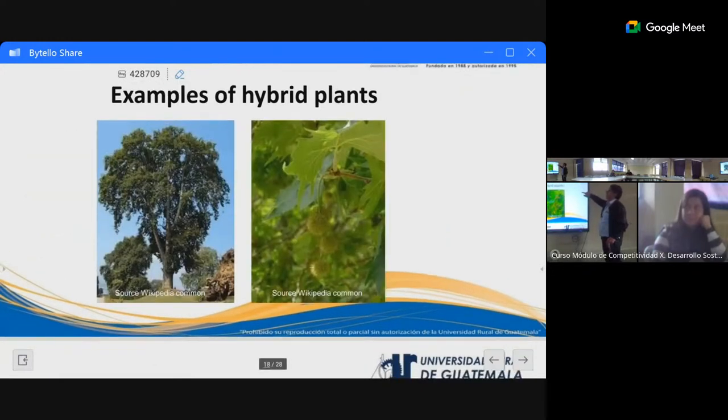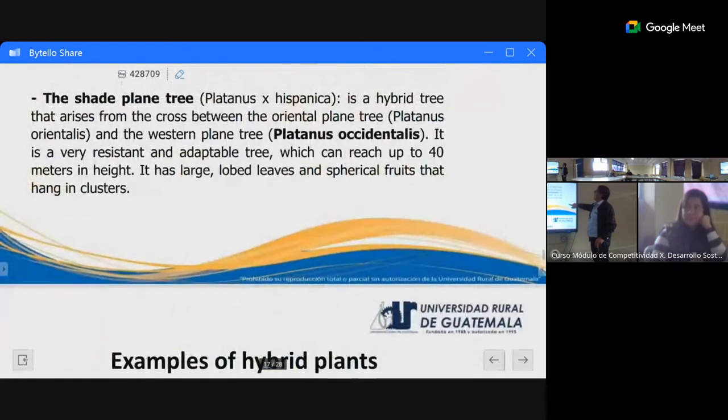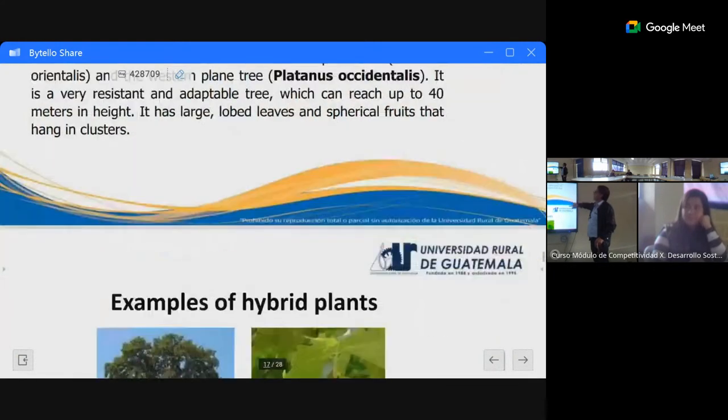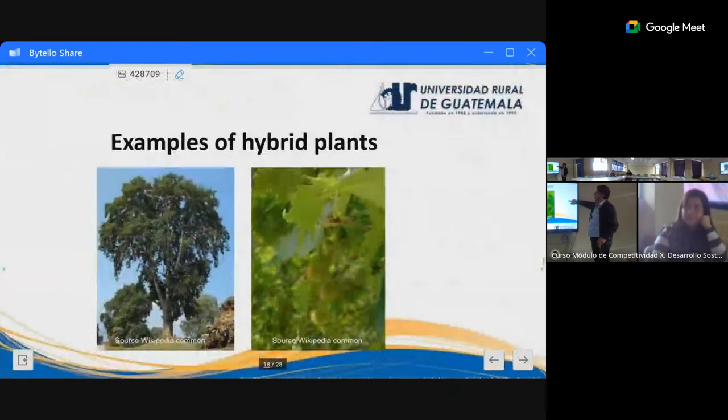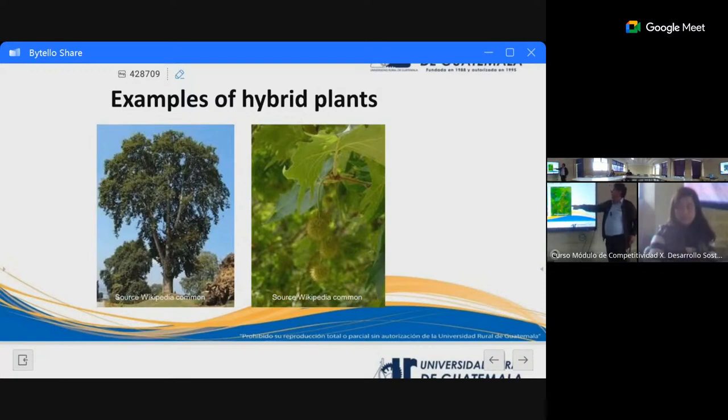Here is the Platanus orientalis. This is a 40 meters height tree, and here we can see the type of fruits that this tree produces.